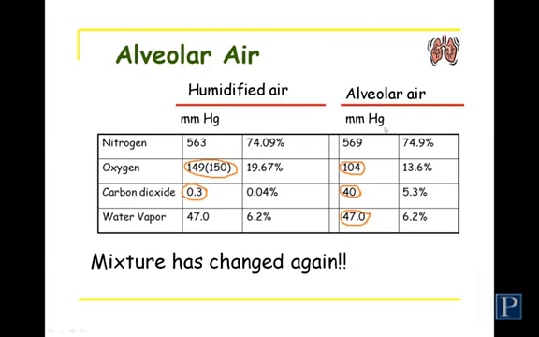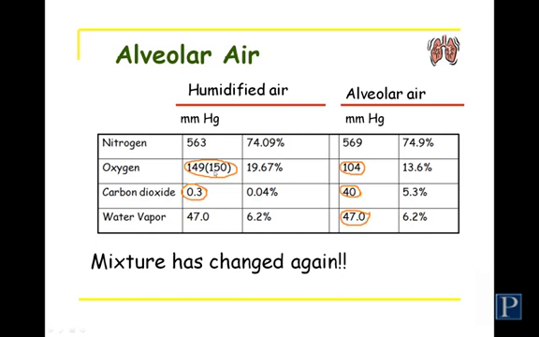So when you look at the partial pressures of the gases in alveolar air, the levels of oxygen have changed, CO2 has changed, water vapor is pretty much completely saturated, so that's not going to change. But you'll notice oxygen and CO2 have changed. Oxygen is now 104 millimeters of mercury. CO2 is now 40 millimeters of mercury. And again, if it's circled in orange, you need to know that number.